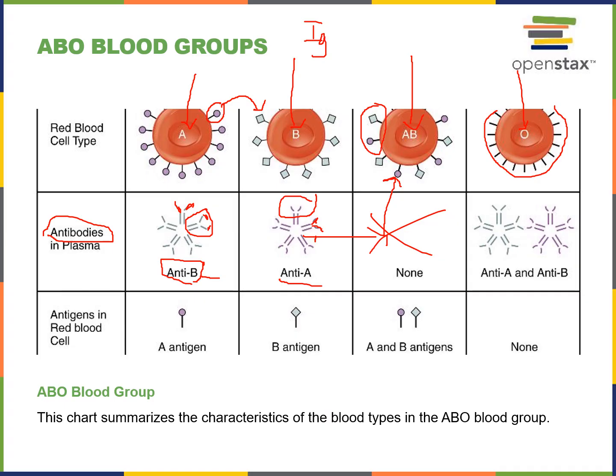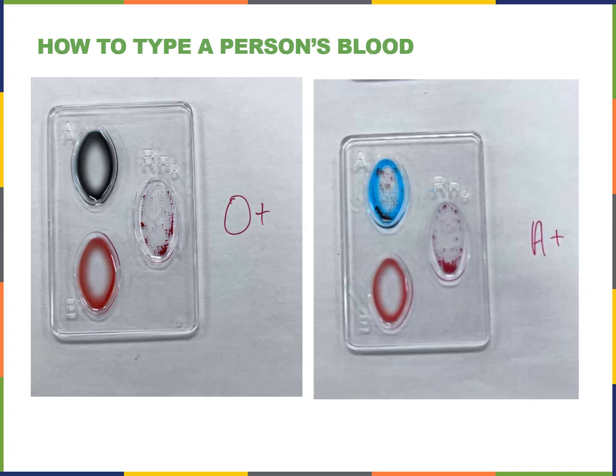Okay, now a few more slides to go. How to type a person's blood. Blood typing is a process that's done in a lab. Blood typing is not blood transfusion. Blood typing is figuring out what the person's blood group is. Is this person group A? Is it group B? Is it AB? Is it O?